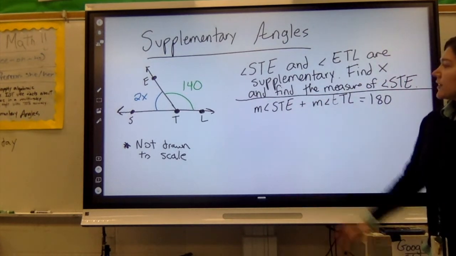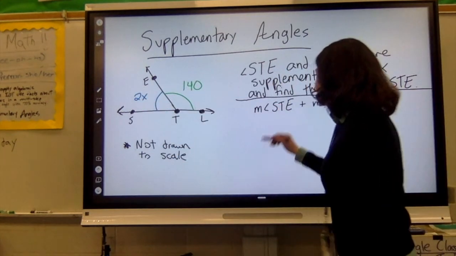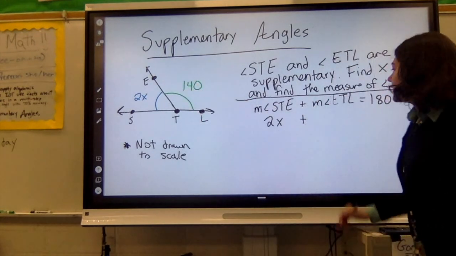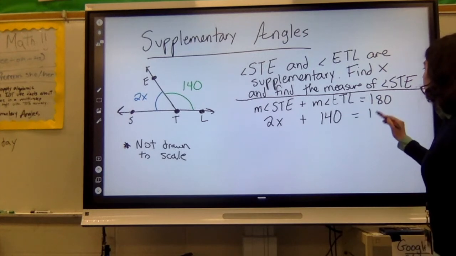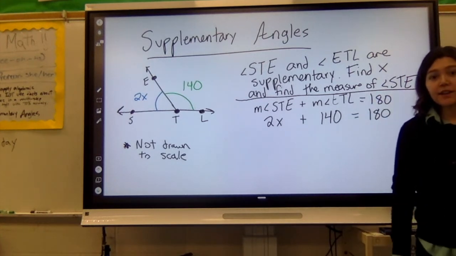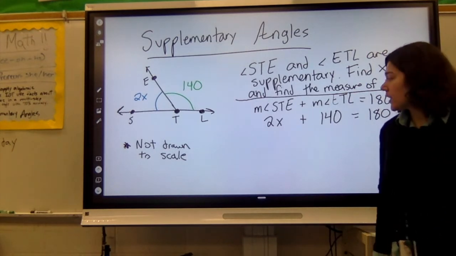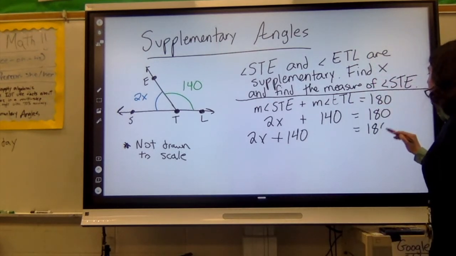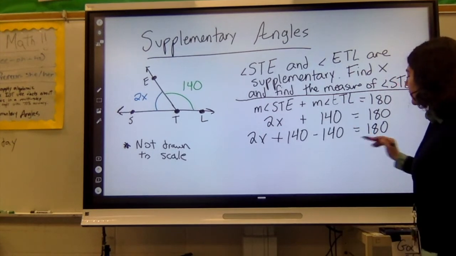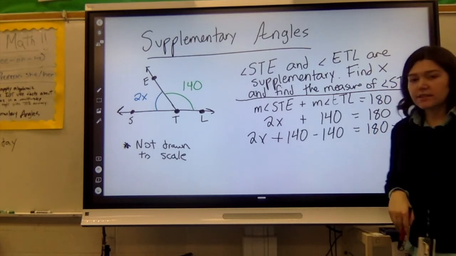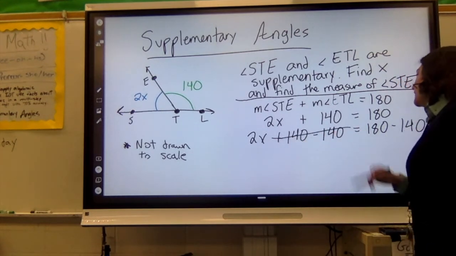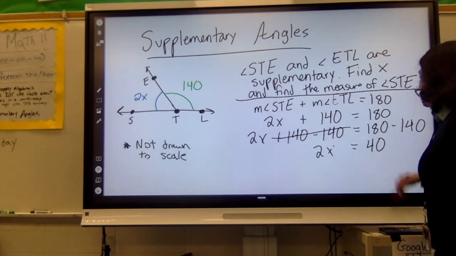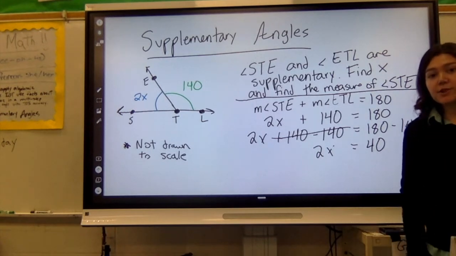Right? Well, the measure of STE is 2x. The measure of ETL is 140, and that needs to equal 180 degrees. So now we have a two-step equation that we can solve pretty easily. 2x plus 140 equals 180. I rewrite it, and then I'm going to subtract 140 on the left and subtract 140 on the right. On the left-hand side, 140 minus 140 is 0. That goes away, and I get 2x equals 40, which is what 180 minus 140 is.